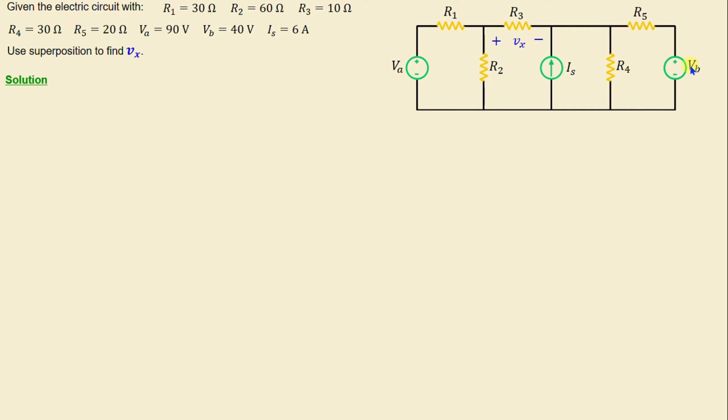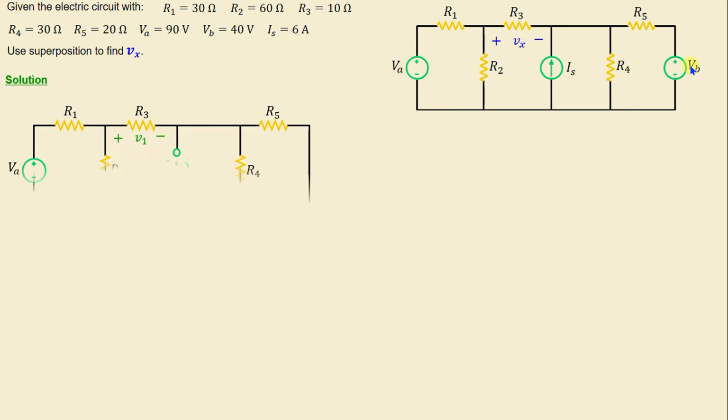Next, we proceed to deactivate all but 1 independent source in the circuit. This involves replacing the inactive voltage source with a short circuit, which means 0 voltage, and the current source with an open circuit, which means 0 current. First, let's begin by activating the independent voltage source Va and deactivating the independent current source Is and the independent voltage source Vb, which will be replaced respectively by an open circuit and a short circuit.